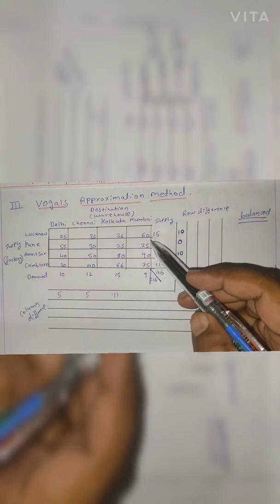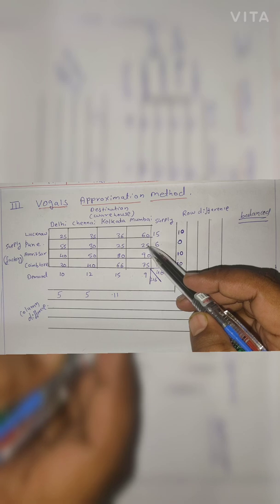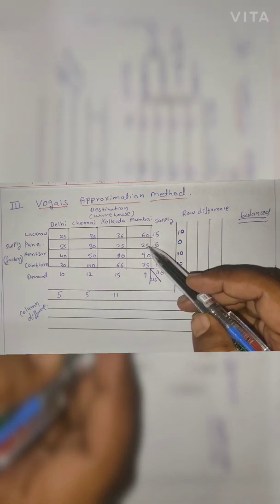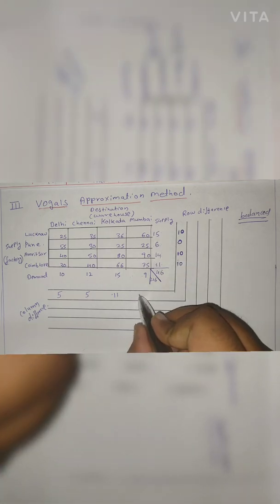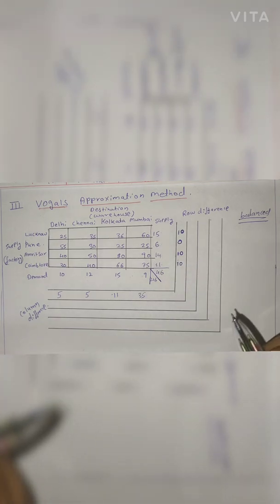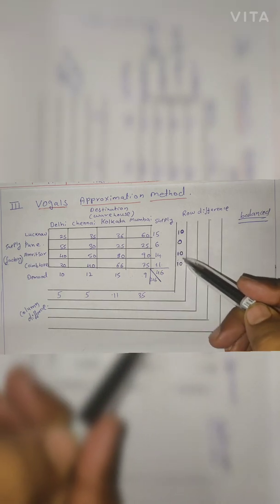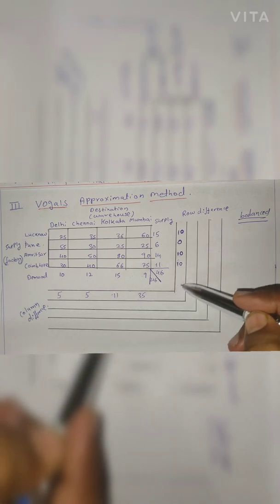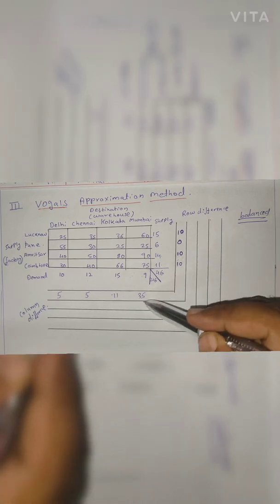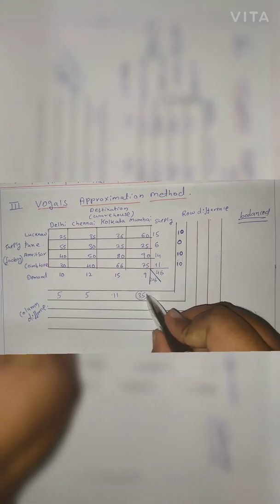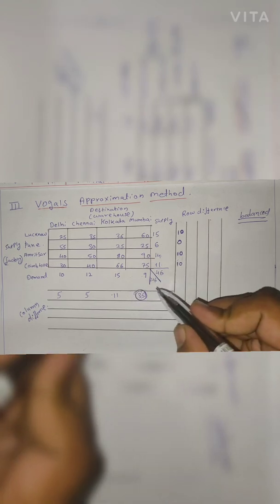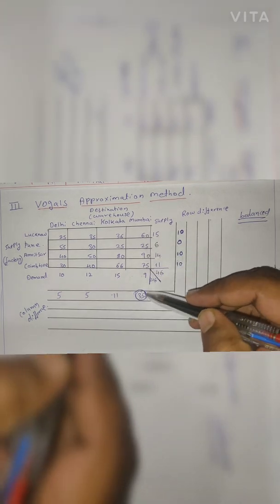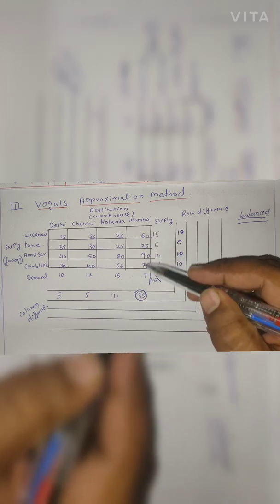See the last column now. The lowest is 25, second lowest is 60. So 60 minus 25, the difference is 35. Now among all the values in the row difference and column difference, which is the highest value? The highest value here is 35. So let's circle this 35, and now we'll check the corresponding column.